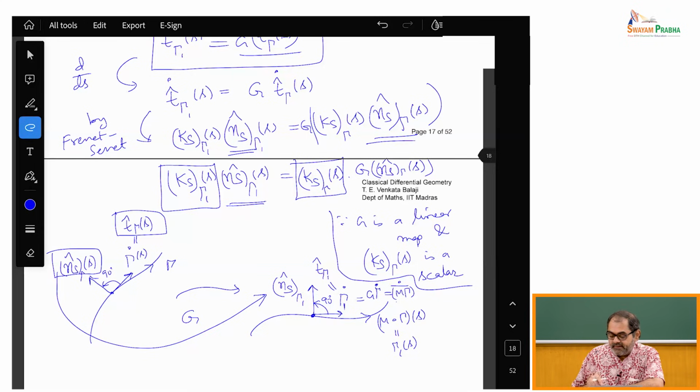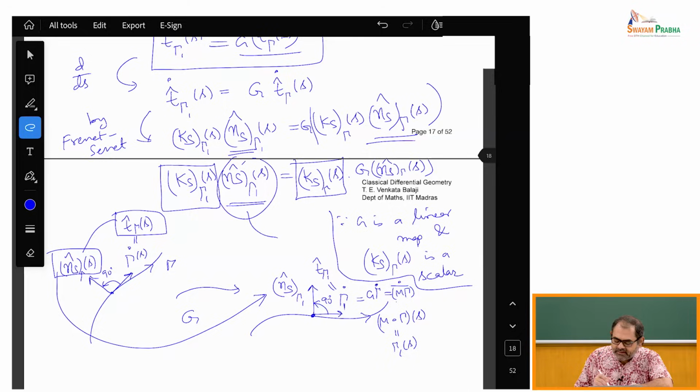But you see, if you take the original gamma dot, which is the original t cap and the original n cap, and you apply g to both, when you apply g to the t cap, you get gamma 1 dot, which is the t cap of gamma 1, okay. And when you apply g to ns cap, you should again get a vector perpendicular to t cap gamma 1, and it should also preserve the sense. So it has to be ns cap gamma 1. That's what I want you to understand. So I am just saying that, if you look at it, these two guys are actually equal.